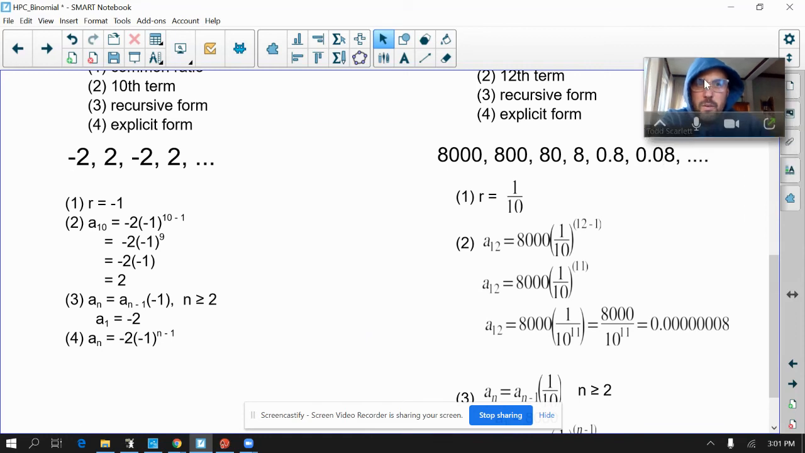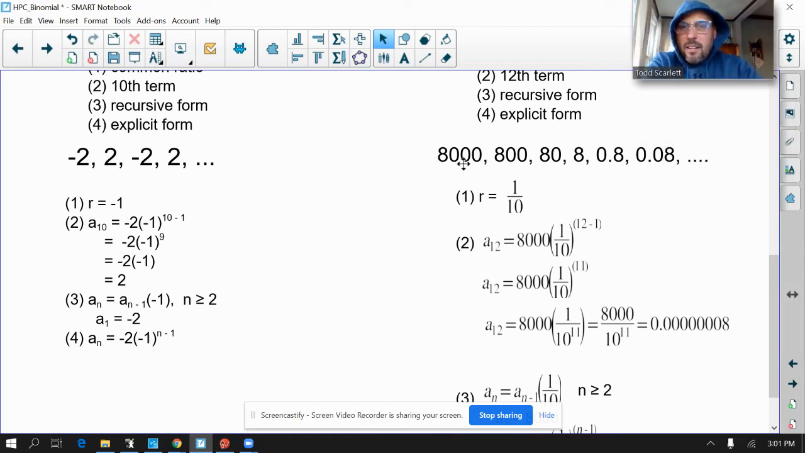The common ratio was 1/10. To get from one term to the next, I hope you can see that you're really just dividing by 10, but that's the same thing as multiplying by 1/10. So to find the 12th term, you take the first term times the common ratio raised to 12 minus 1, which is 11. 1/10 to the 11th is 1 to the 11th, which is just 1, divided by 10 to the 11th. And now we're multiplying: 8,000 times this is really 8,000 divided by 10 to the 11th. So it's 8,000 divided by 10, 11 times. You end up getting this.